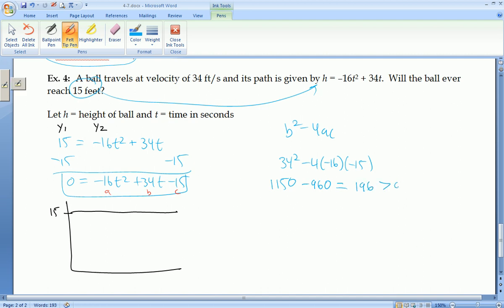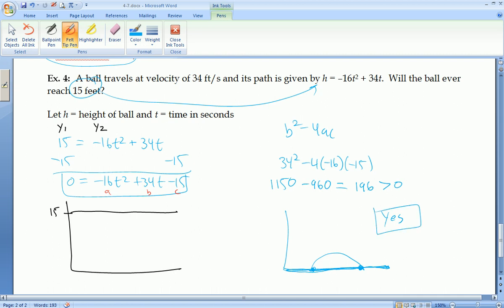196 is greater than 0. So that means that on the x-axis, we're going to have two real solutions. It's going to look something like that. And this x-axis is kind of like the 15 at the moment, 15 feet. So if it has two real solutions like that, that means yes, it will reach 15 feet, okay, yes, it will reach.